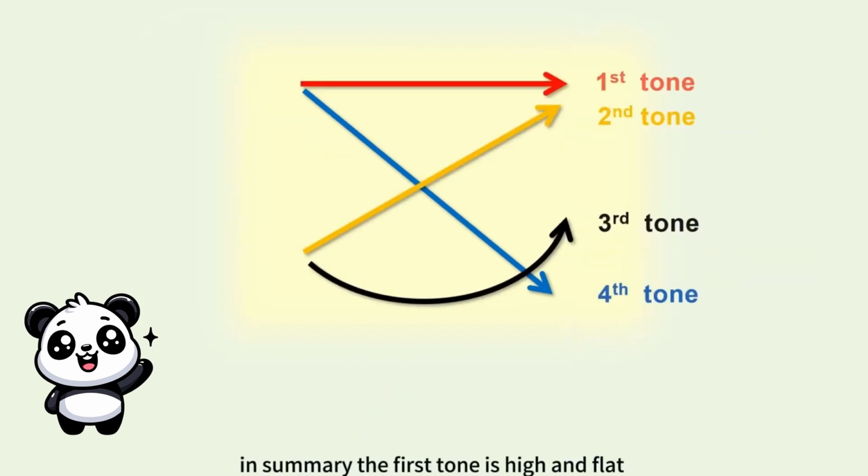In summary, the first tone is high and flat. It's the same as the English sound apple. The second tone is rising from low to high pitch, similar to what? The third tone is low, like the English low pitch sound, with a slight rising towards the end. The fourth tone falls from high to low pitch, similar to the English expression no.